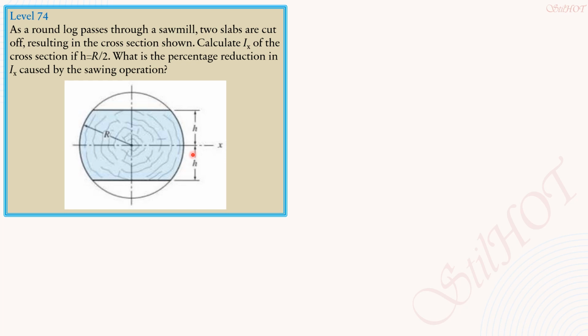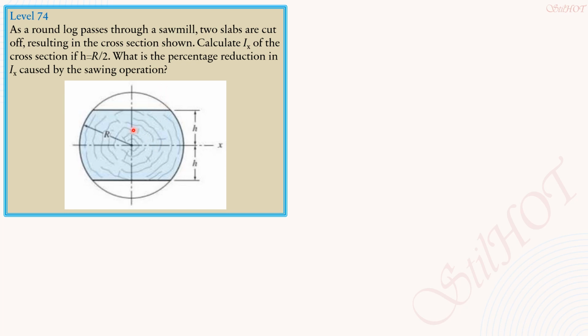And from there, we compute the percentage reduction in Ix as the moment of inertia of this whole circle cross-sectional area here, which is pi over 4 r to the fourth, minus the moment of inertia of the remaining section with respect to the x-axis, and divided by the moment of inertia of the whole circle, which is pi over 4 r to the fourth, then times 100%. So that's the percentage reduction.